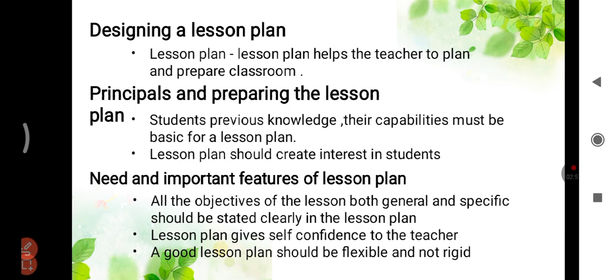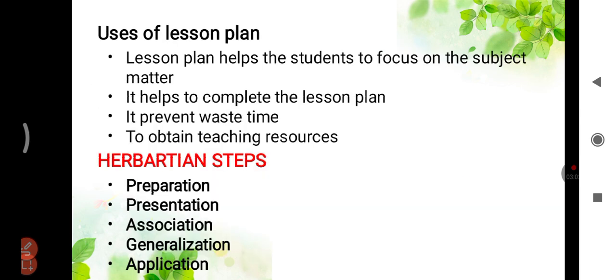The lesson plan gives self-confidence to the teacher. A good lesson plan should be flexible. Then the use of the lesson plan: it helps the student to focus on the subject matter. A complete lesson plan helps prevent waste of time and helps obtain the teaching resources.